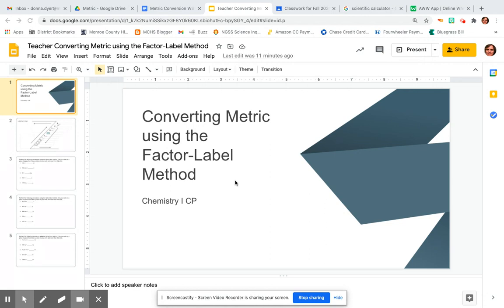Just as I did in the last unit with writing formulas and naming compounds, you are going to be doing your work on a piece of paper, taking pictures of your work and uploading it to these slides.